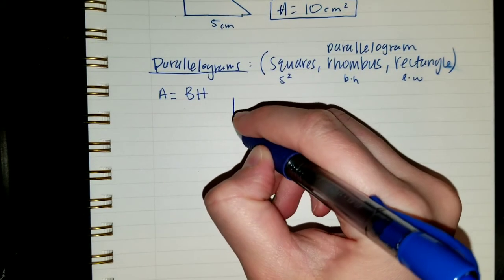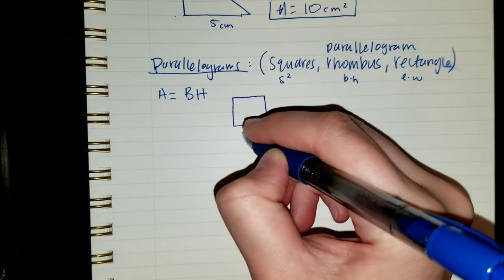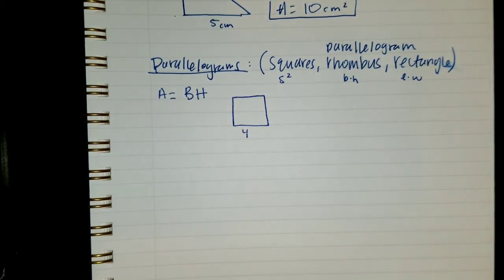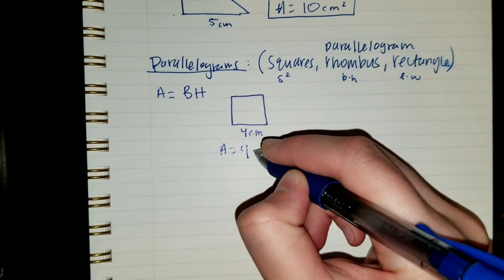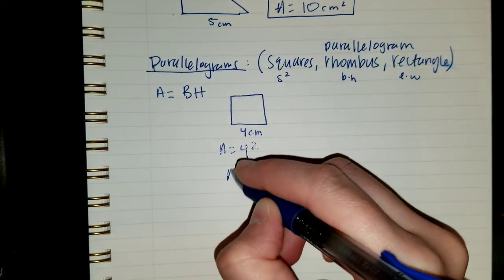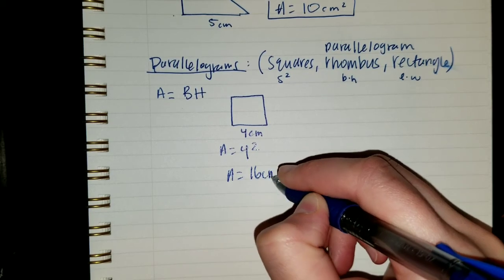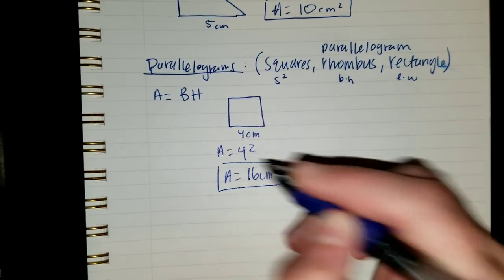So if we have a square, we know that all 4 sides are 4 centimeters. We're going to say the area is 4 squared. Area is going to be 16 centimeters squared.